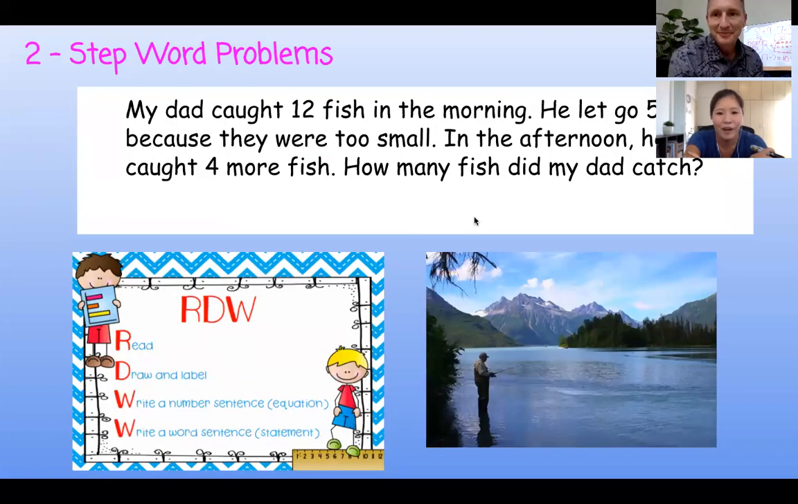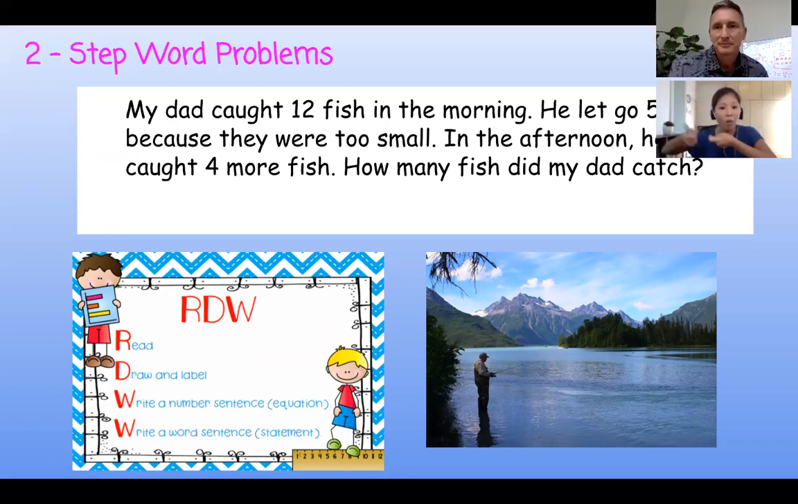Okay, so this is the problem I'm going to solve. My dad caught 12 fish in the morning. He let go 5 fish because they were too small. So I'm already thinking, he got 12, but then he had to let go. That means he put 5 back in the water. So I'm thinking that's a subtraction. Well, in the afternoon, he caught 4 more fish. So caught is catching. So he got more. So that's probably an addition there. How many fish did my dad catch?